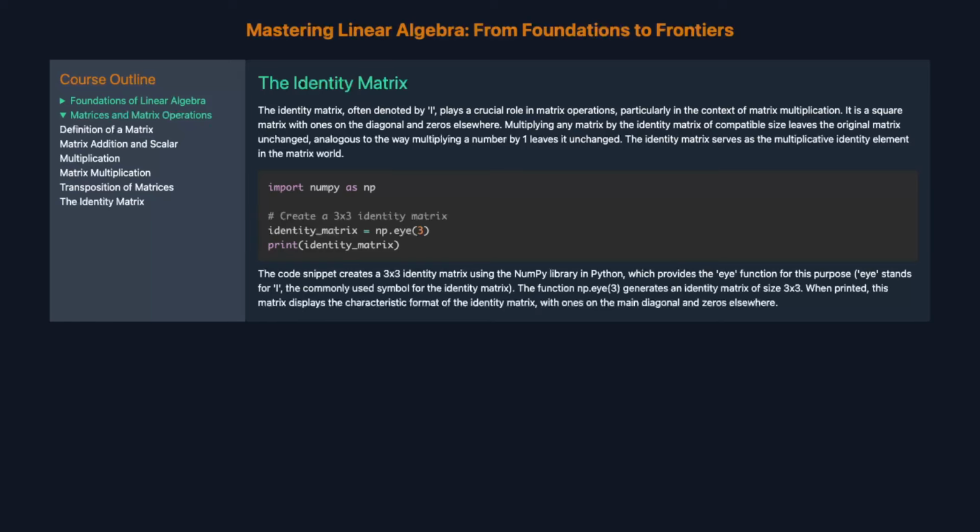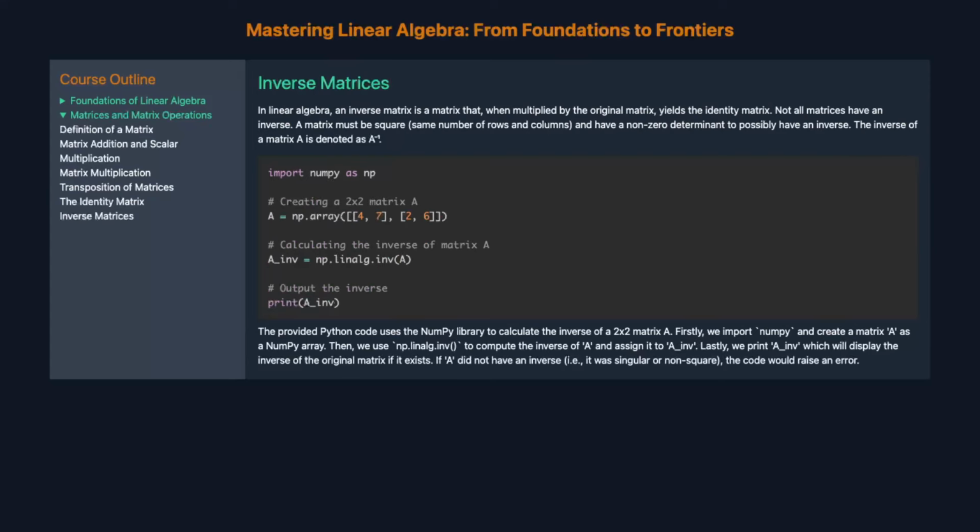Inverse matrices. In linear algebra, an inverse matrix is a matrix that, when multiplied by the original matrix, yields the identity matrix. Not all matrices have an inverse. A matrix must be square, same number of rows and columns, and have a non-zero determinant to possibly have an inverse. The inverse of a matrix A is denoted as A^-1.